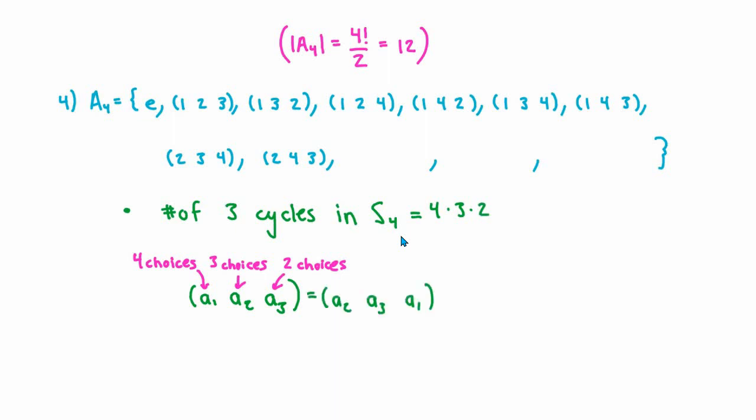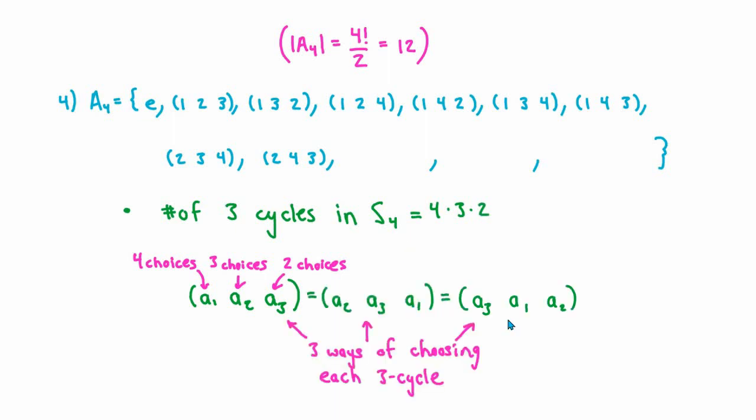But because there are 3 different ways of writing each 3 cycle, you have to divide that quantity by 3, and that means that the total number of 3 cycles in S4 is equal to 4 times 3 times 2 divided by 3, which is 8. Now here we found 8 different 3 cycles, so that means that we have got them all.